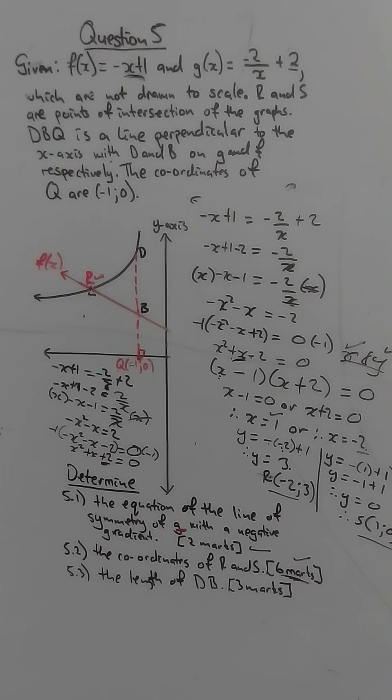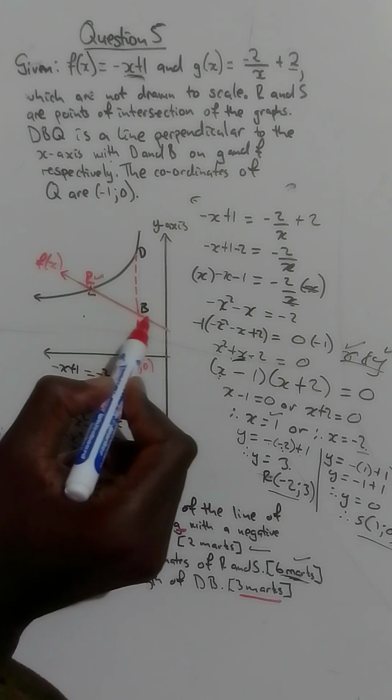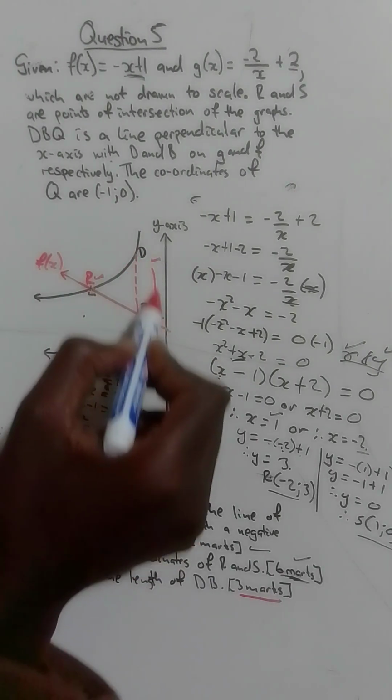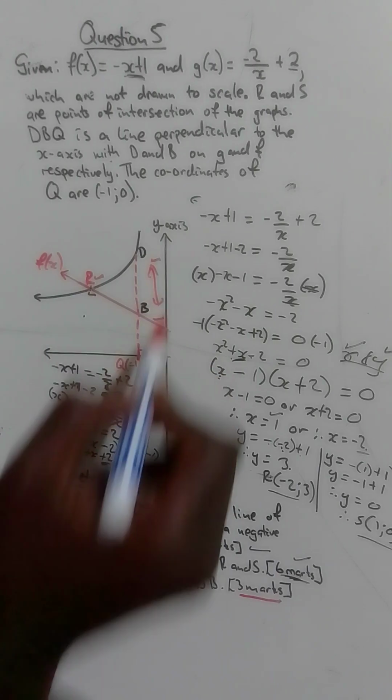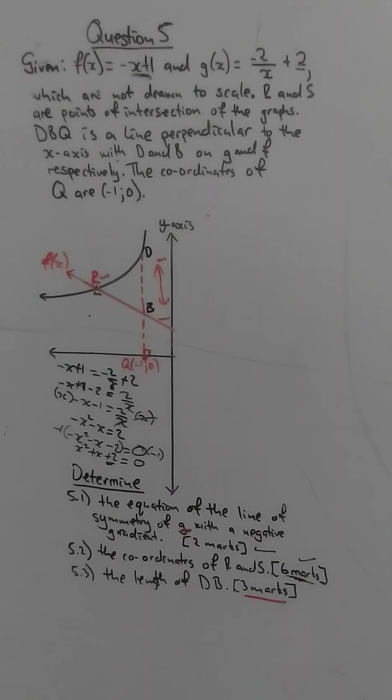Now let's go to the last question, which says determine the length of DB, and it's how many marks? 3 marks. So we must say what is the length from point B to point D? How long is this? But it's easy. Why do I say so? Let me show you.